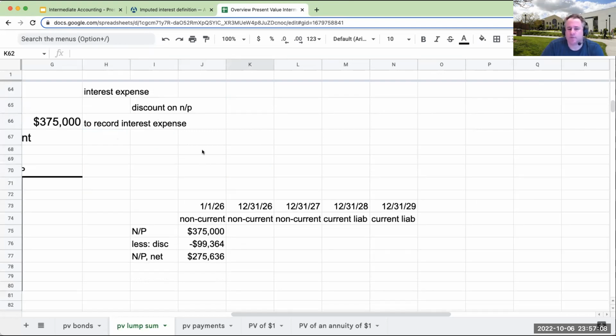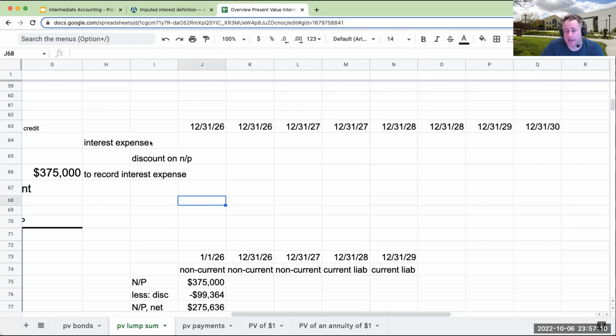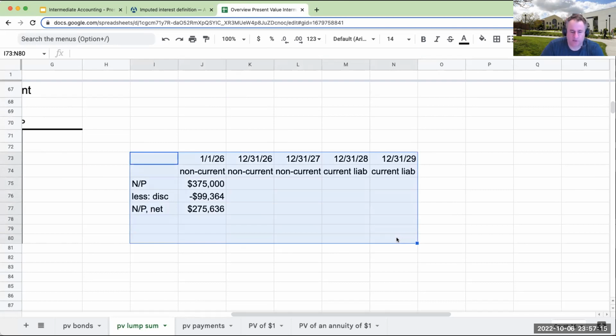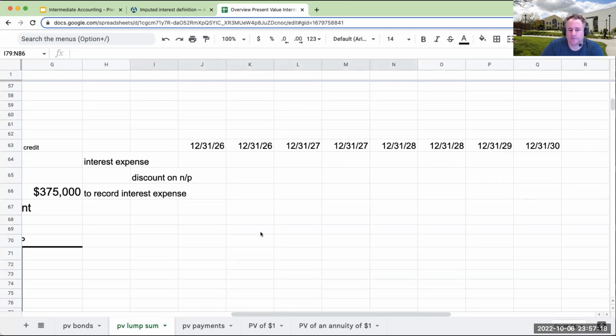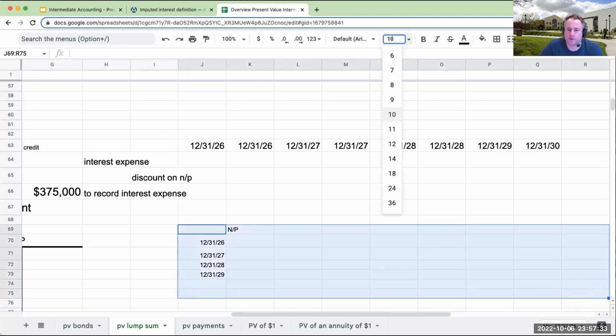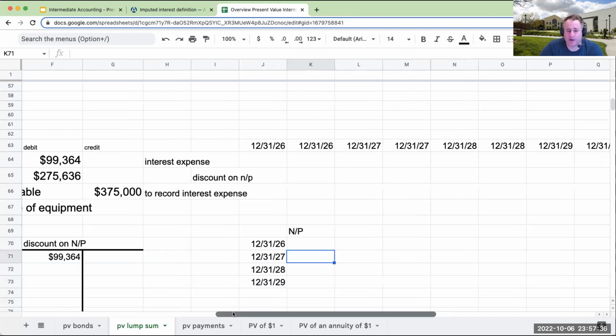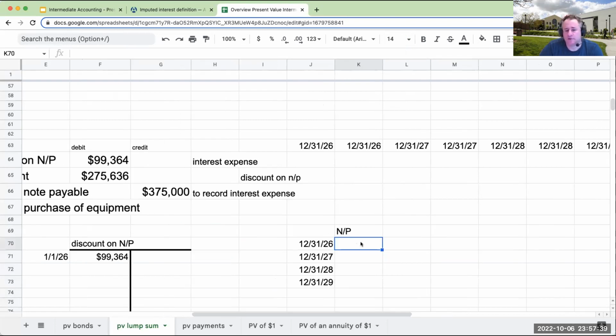Okay, so now what we need to do is figure out how much interest expense do I record? So let's create a similar chart as we did above. We're going to have our note payable, and this is going to be 12/31/26, 12/31/27, 12/31/28, 12/31/29. Also remember, you're going to find way more shortcuts. You're probably looking at this saying, Bennett, do you really have to write out all this stuff? The answer is no. But when we're first starting out, I would suggest doing it this way.